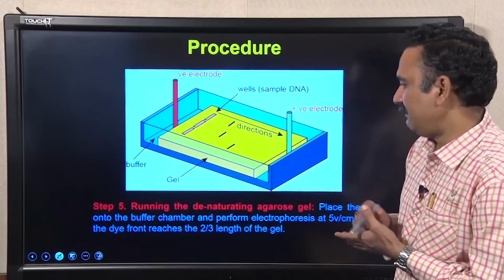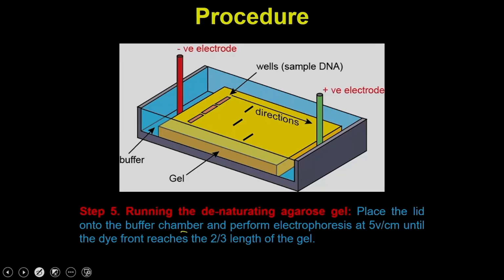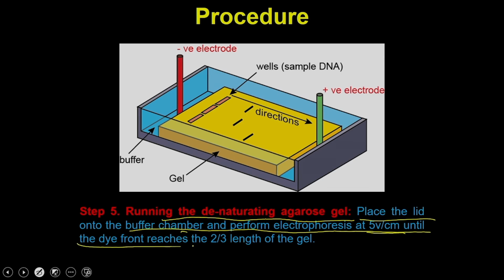Now, in step 5 you have to run the denaturing agarose gel. Place the lid onto the buffer chamber and perform the electrophoresis at 5 volt per centimeter until the dye front reaches 2/3 of the length. This is exactly the same as before: negative electrode, positive electrode, and then you run the RNA up to 2/3 of the length of the gel. After this, you have to do staining and destaining to visualize the RNA.